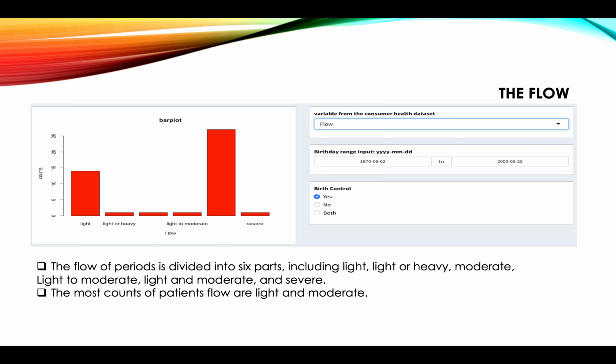In this slide, the flow of periods is divided into 6 parts, including light, light or heavy, moderate, light to moderate, light and moderate, and severe. We can see that the most counts of patients' flow are light and moderate.